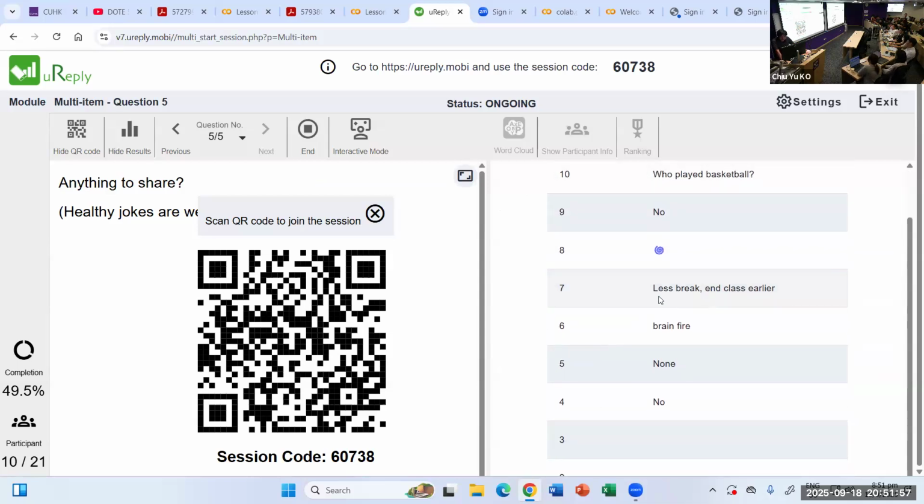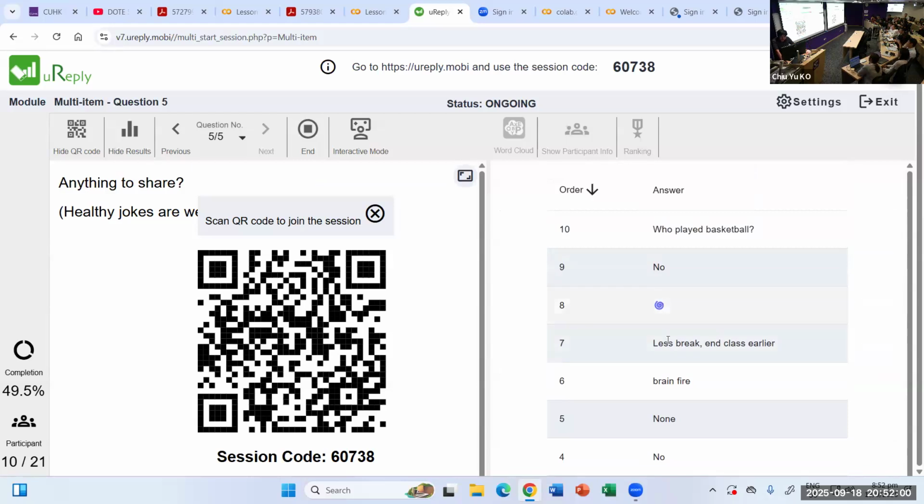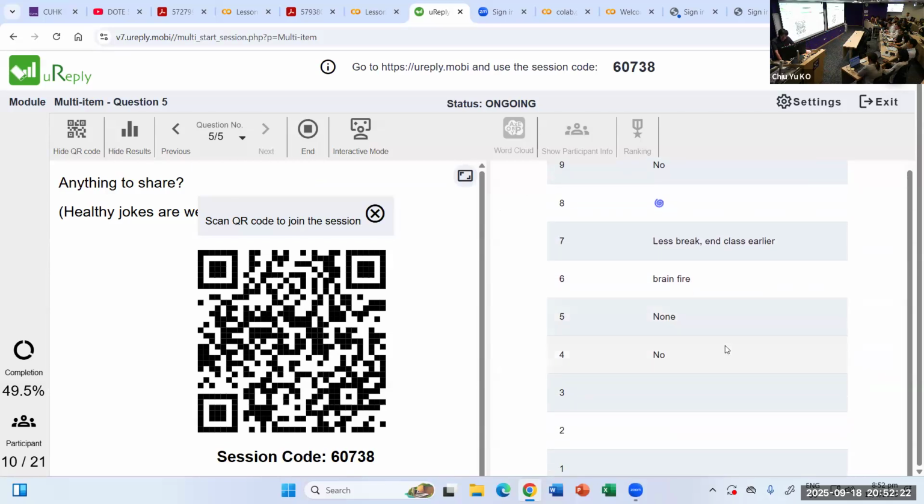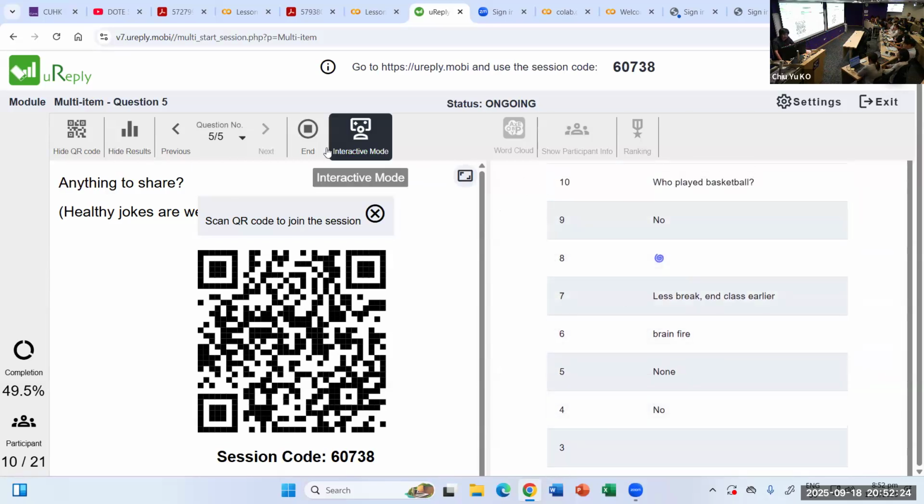Let's end class earlier. I also want to do that, but I'm not allowed. I don't know about the other classes, but officially I'm not allowed to end earlier. Maybe I can try to ask if I can, but what I know is I can't. Before we brought empty, now we bring fire. So it's good. I stuck some fire in your head.